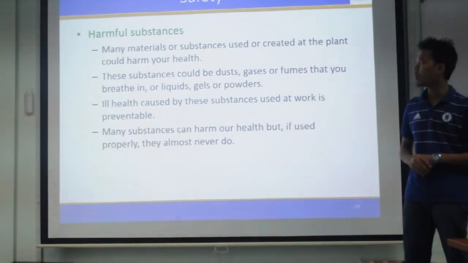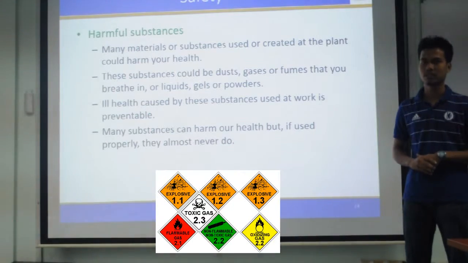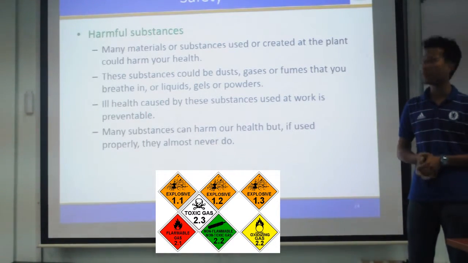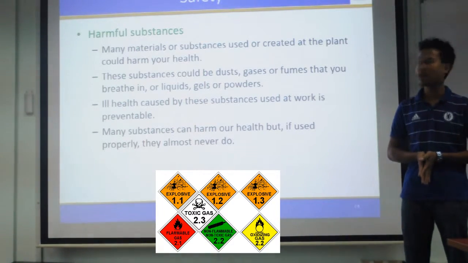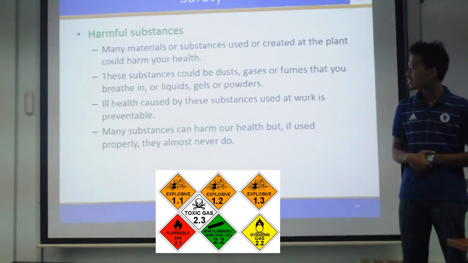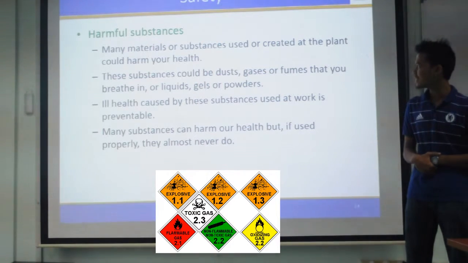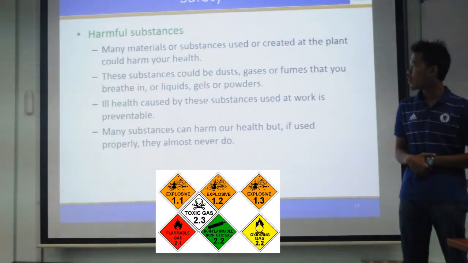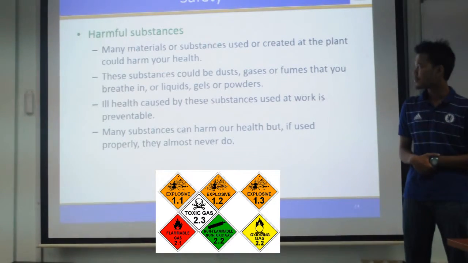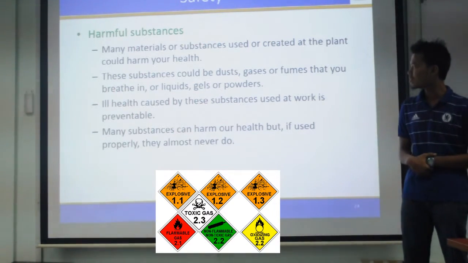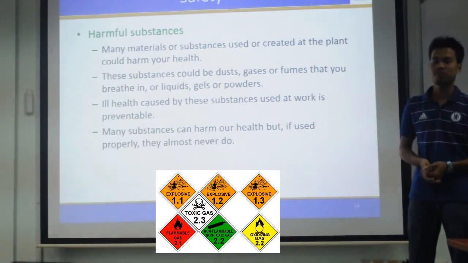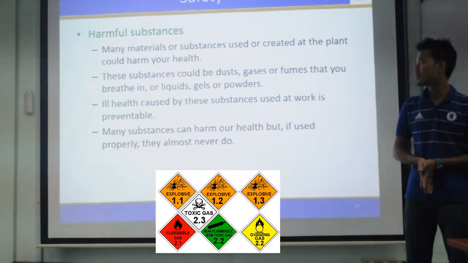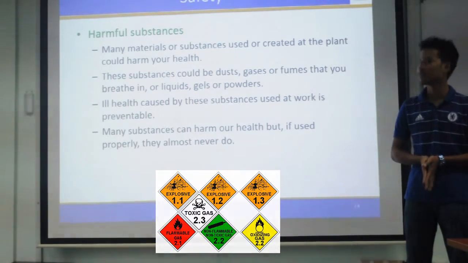Next, we have to know about harmful substances. In the plant, there are many harmful substances which can be created and which will harm your health. These substances could be dust, gases, fumes that you breathe, or liquid gas exposure. Ill health caused by these substances at work is preventable. Many substances can harm our health, but if we use them properly, they will never harm our health.